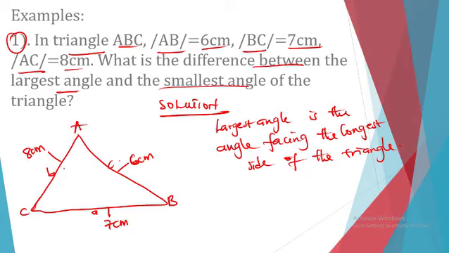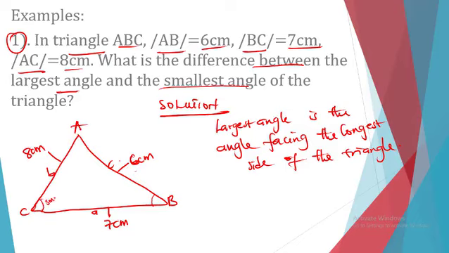Now looking at this triangle, the longest side is 8 cm, so the angle facing the longest side is B. Angle B is the largest angle. Then the shortest side of this triangle is line AB, which is 6 cm. Is that correct? So the angle facing line AB is angle C, and this is the smallest angle.